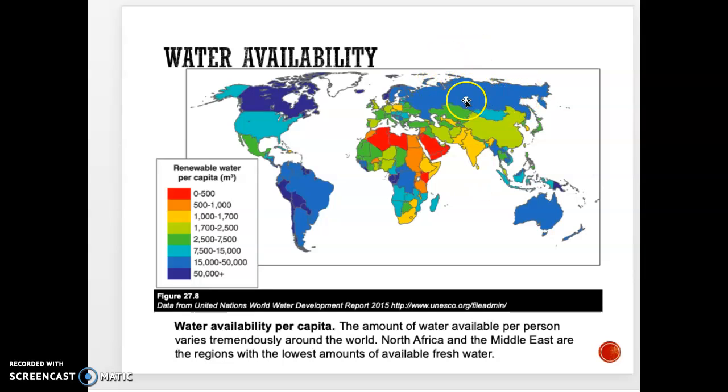Russia up here, water is not an issue. China has a vast part of its country that is considered desert. The Taklamakan Desert is a huge desert area, so low precipitation in those parts. Our neighbor to the north, Canada, they're not worried about water availability, at least not at this time. And that ends this particular module.